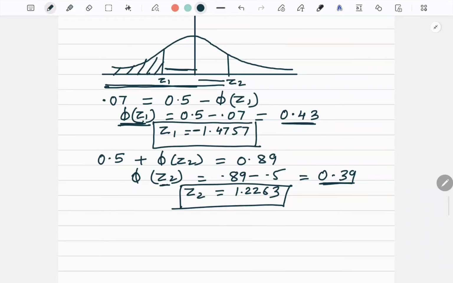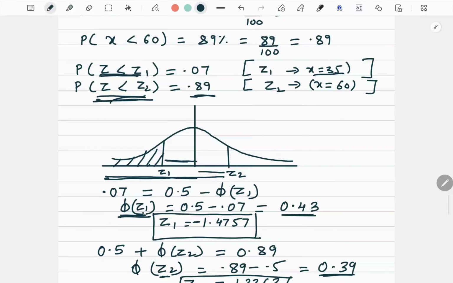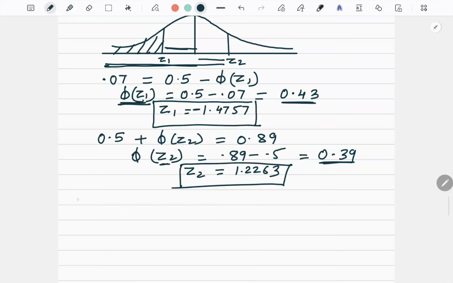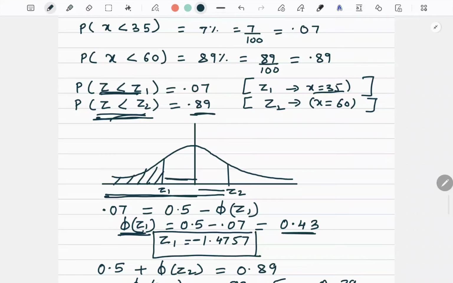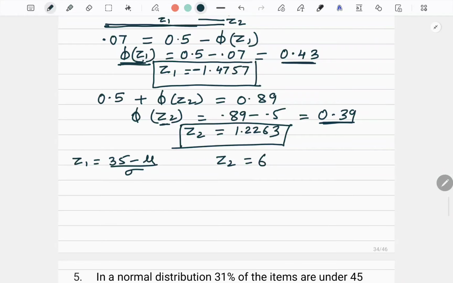I have written here that for x corresponding to 35, we have Z1. So Z1 is equal to (35 minus mu) upon sigma. In the same way, Z2 is equal to, what is the x? 60. So (60 minus mu) upon sigma. Now, if you solve this, what will you get? What is Z1? Z1 is minus 1.47.